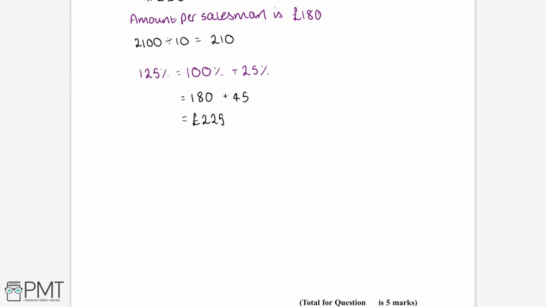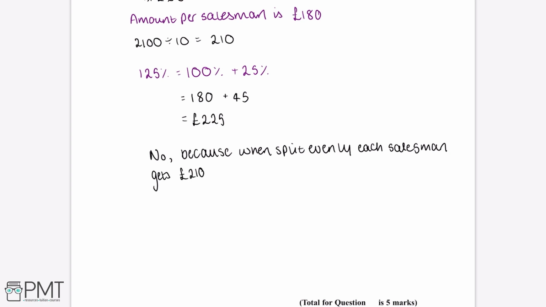So now the final thing we need to do is write a summary statement. So we can write something along the lines of, no, because when split evenly, each salesman will get £210. However, 25% extra from £180 is £225.